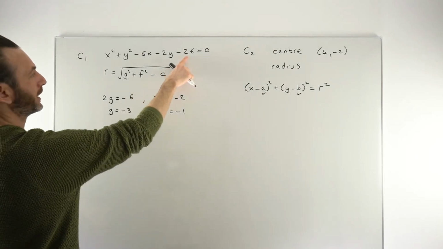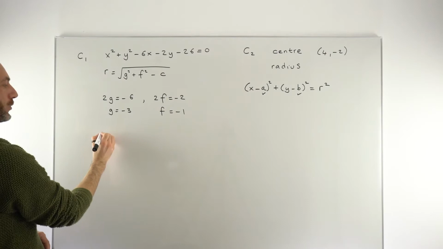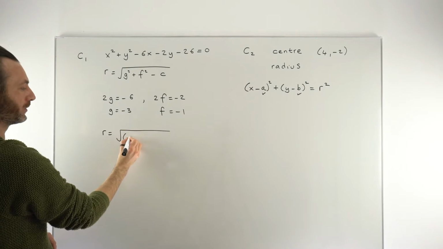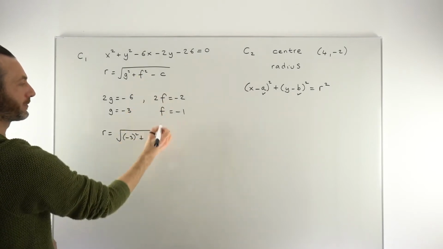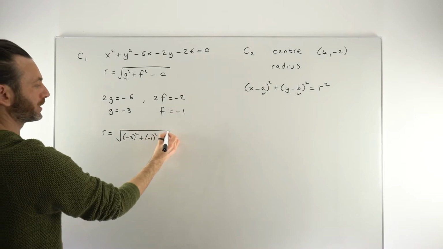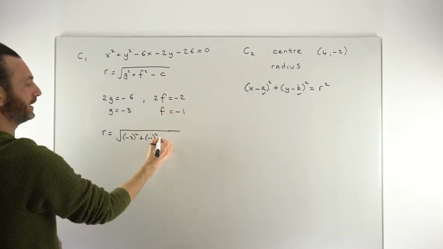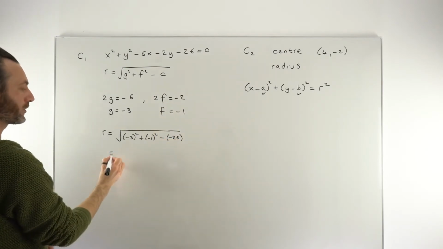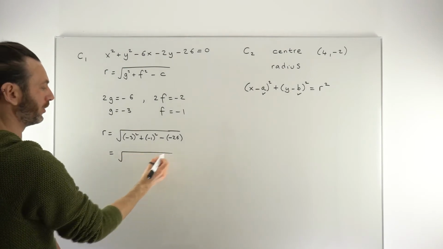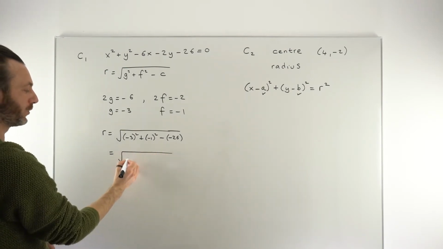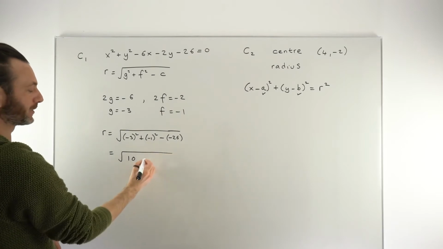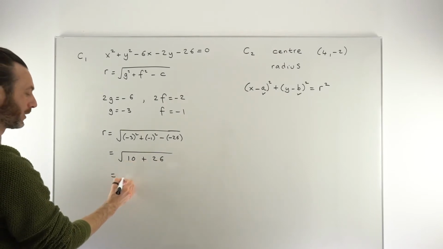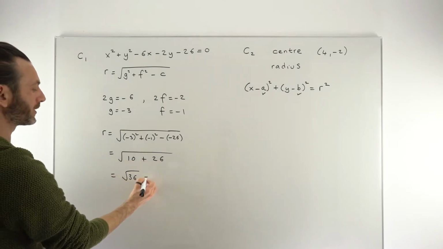The c value, by the way, is just this number, negative 26. So we can make our radius of C1 by going square root of minus 3 all squared plus the f squared, which is minus 1 all squared. And the formula demands minus c, so it's going to be minus 26. So watch out for double negatives there. If we just go ahead and process that, we're going to get the square root of, this is 9, this is 1, so adding those together we'll get 10. This is minus minus, which is a double negative to give us plus 26. Adding those together, we're going to get the square root of 36, which is 6.